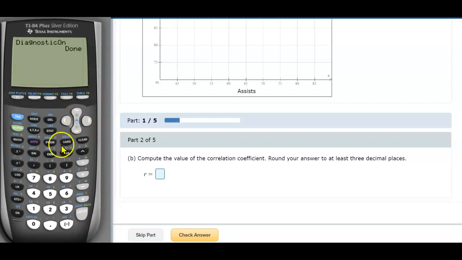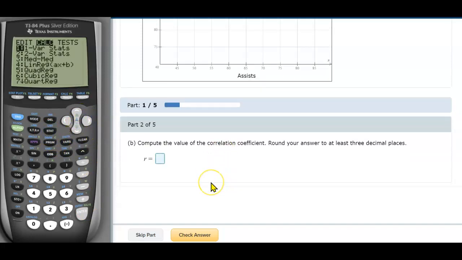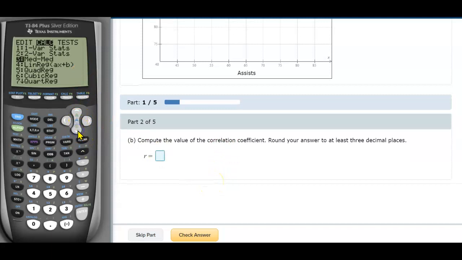Okay, so right now with my diagnostic on, I'm going to go back to statistics. I'm going to go to calculation, and I'm going to choose number 4 for linear regression, enter. L1 is fine for the X's, L2 should be the Y's, and the frequency you can skip. You can store the equation: you go to vars, to Y vars, select functions, and select Y1. And that's all. Enter.